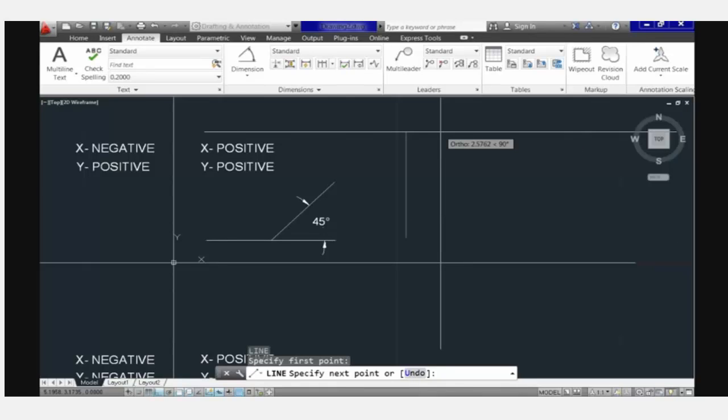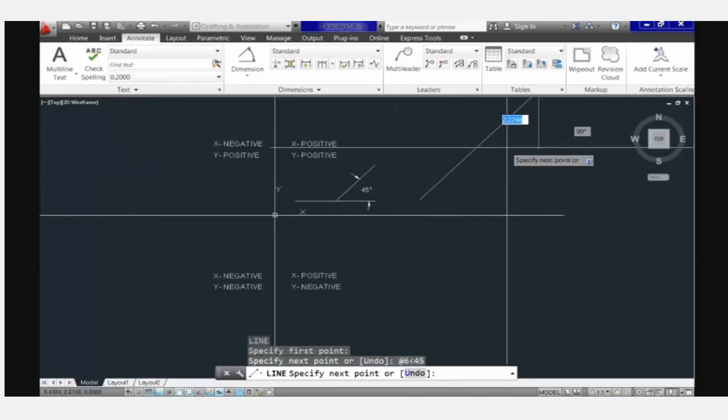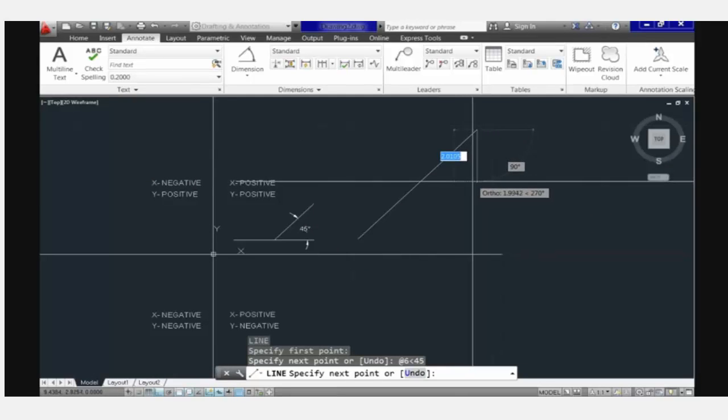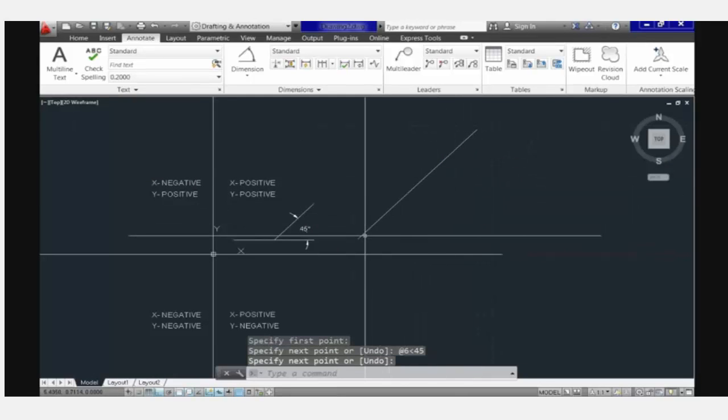You hit enter, and after you hit enter, it's not defined where. You need to enter the less than symbol. In this case, after you enter the less than symbol, when I enter 45 and hit enter, by default, that 6 line segment is drawn at a 45 degree angle.